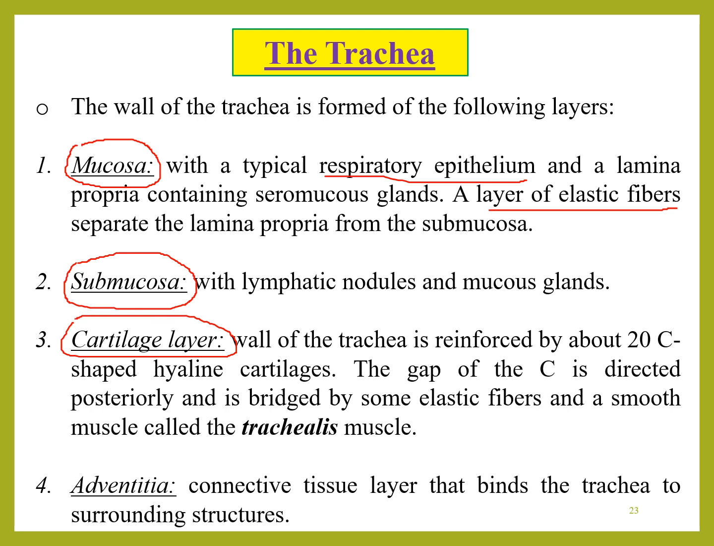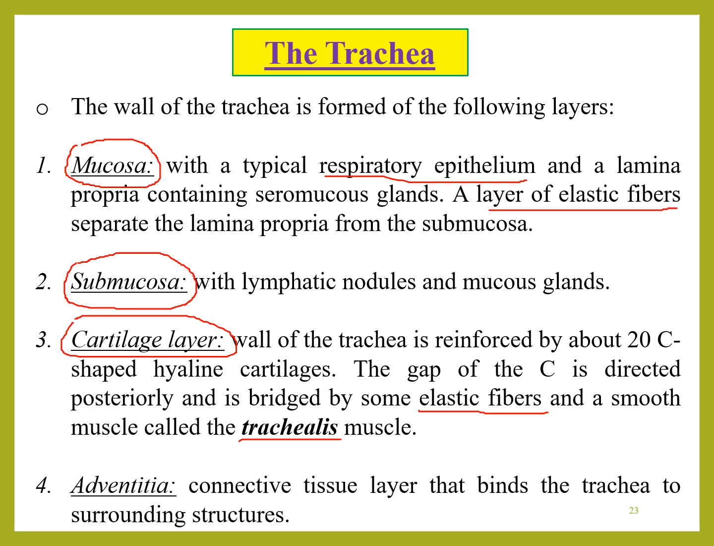The wall of the trachea is reinforced by about 20 C-shaped hyaline cartilages. Now, the C-shaped cartilages, of course, have a gap, and this gap is directed posteriorly towards the esophagus, so that the esophagus is allowed to expand. But the gap is bridged by some elastic fibers and a smooth muscle called the trachealis muscle. So this gap is not empty, but it's filled with elastic fibers and trachealis muscle.